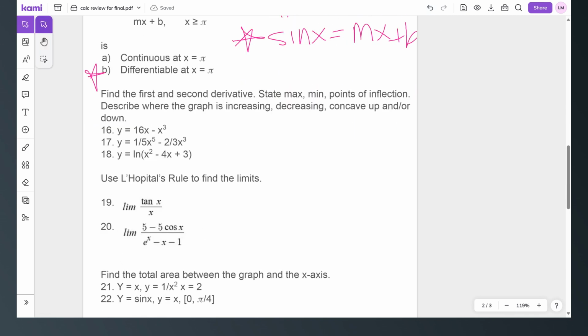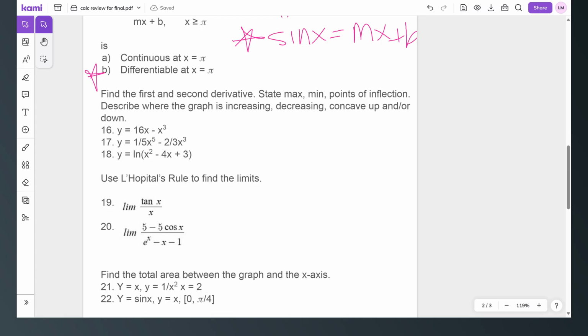All right. 16, 17, and 18. Find the first derivative, set up your table. Find your first derivative, set it equal to 0. Find your critical point, set up your table, and get that information. Increasing, decreasing, max, mins. Then set up your second. Find your second derivative, set it equal to 0. Set up your second table for the second derivative. And then do the point of inflection, concave up or down.